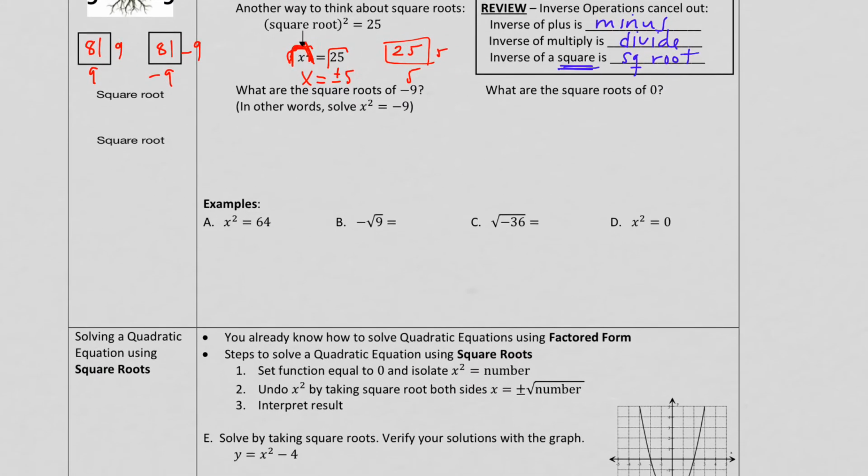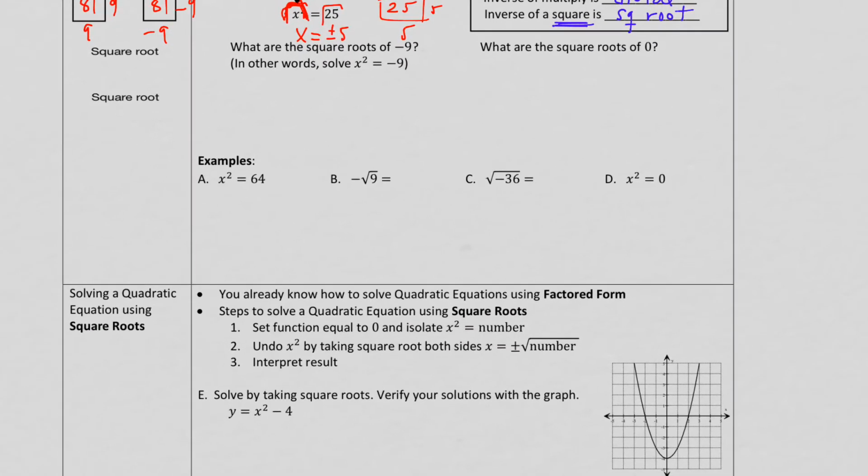Okay, with that, what happens in the next example? What are the square roots of negative 9? So is that going to work? Can we have a situation where we have a square with an area of negative 9? If we try it, 3 times 3, would that give me negative 9? It won't, so that won't work. What about if they're both negatives? If I multiply two negatives, I get a positive. So that won't work either.